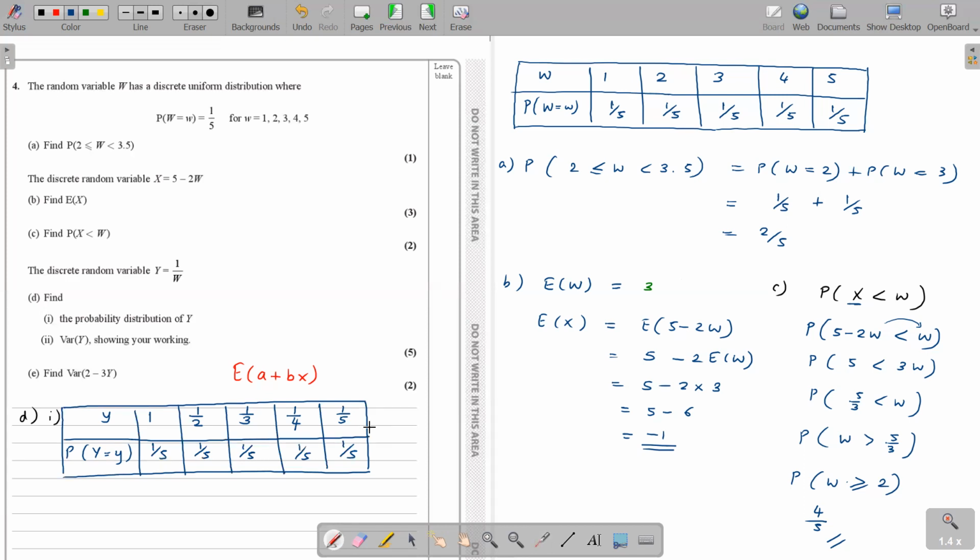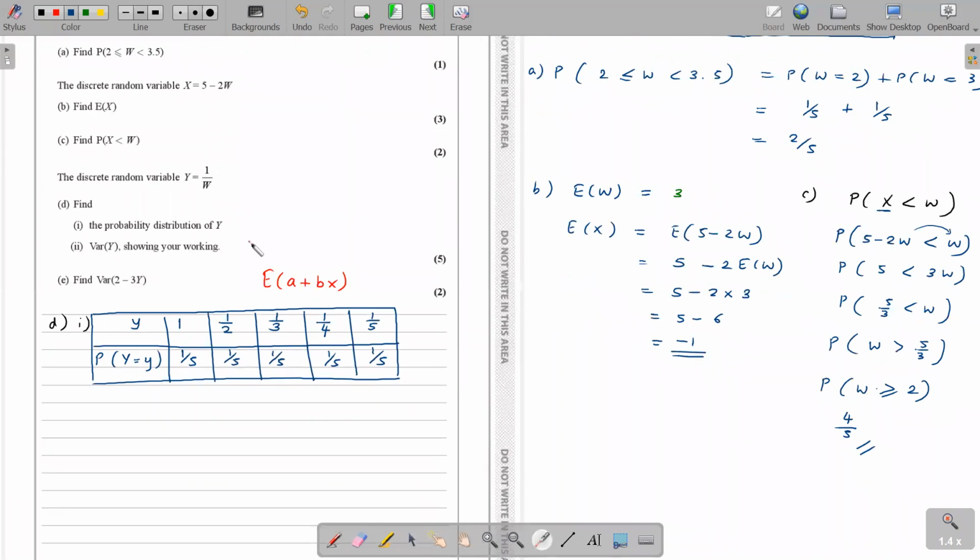Okay, then Roman numeral 2, variance of Y, showing your working. I think you can see we have a large amount of marks here to find variance of Y. So we can't use any equations that we have. The formula for variance of a plus bX doesn't work because it's not a linear transformation. Y is 1 over W, so you'll have to find this manually, meaning you'll find the expectation of Y. Do I again have to work really hard to find E of Y? You can see all the probabilities are the same. So E of Y has definitely... okay, what we'll do is like this.